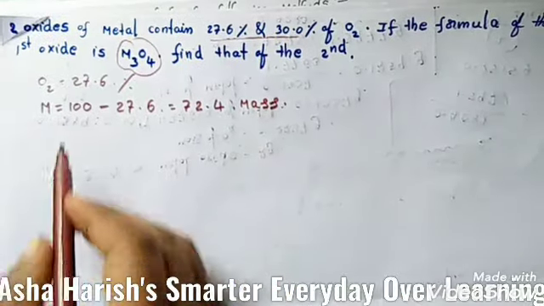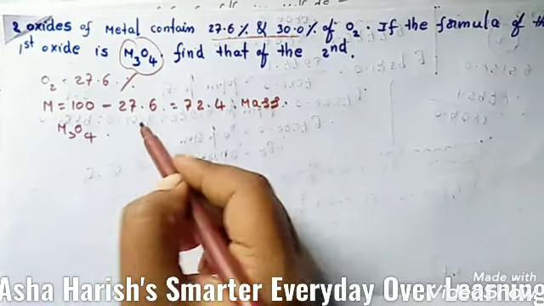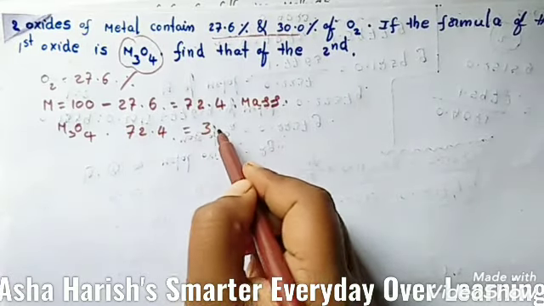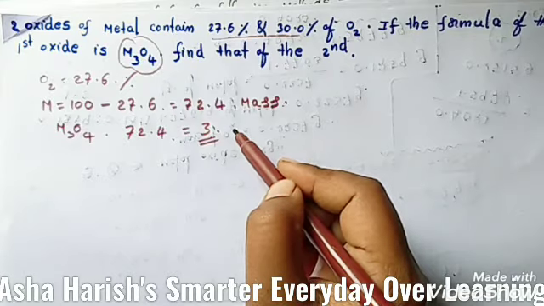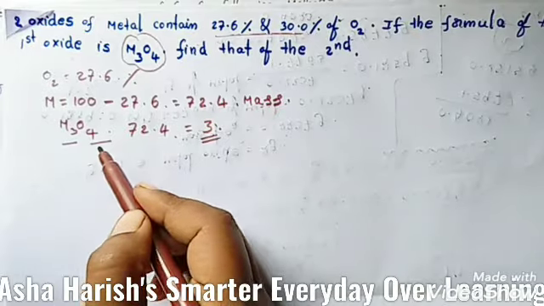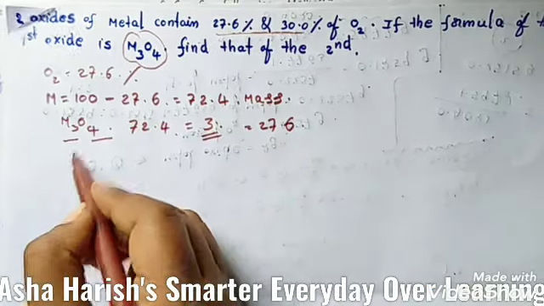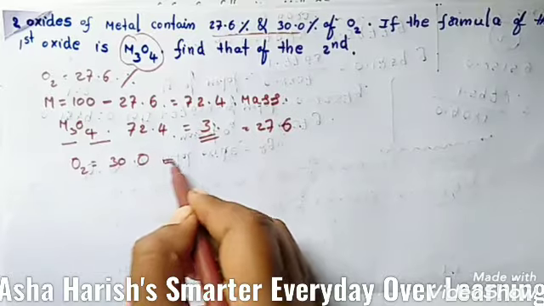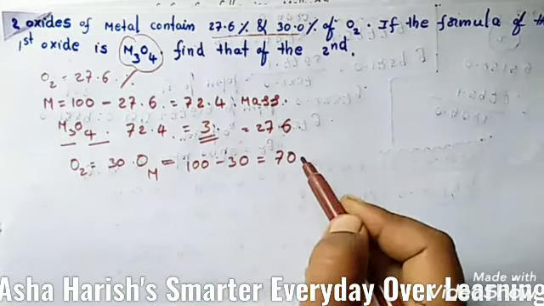As the formula of the oxide is M3O4, they have given in the question itself, this means 72.4 parts by mass of metal is equal to 3 atoms of metal and 4 atoms of oxygen. Okay, 3 atoms of metal, 4 atoms of oxygen, that is only 27.6 parts by mass. In the second oxide, oxygen is equal to 30.0 parts by mass and metal is equal to 100 minus 30, that is only 70 parts by mass.